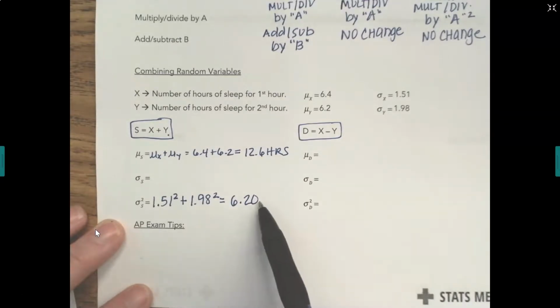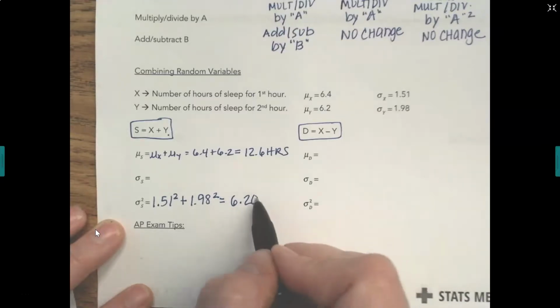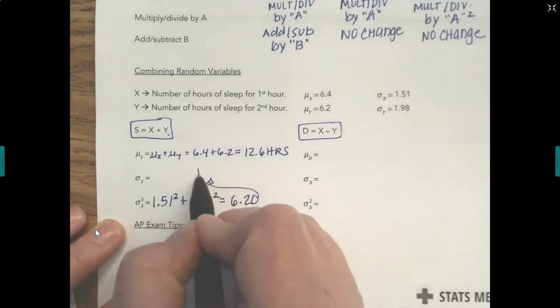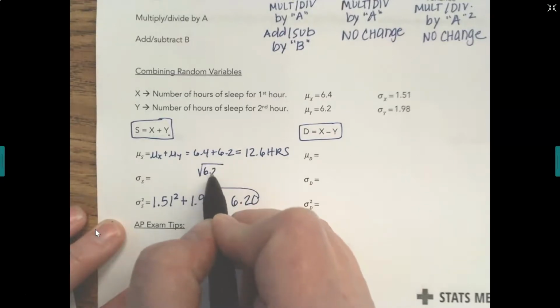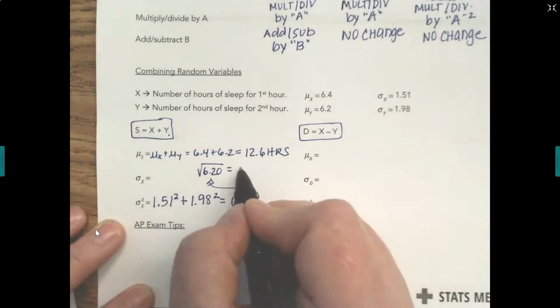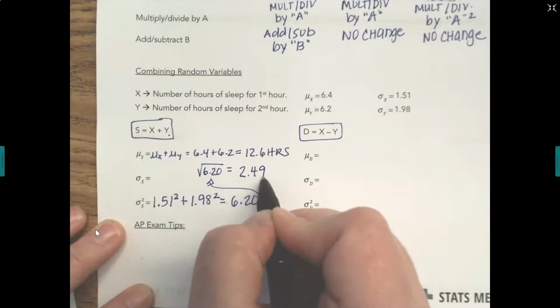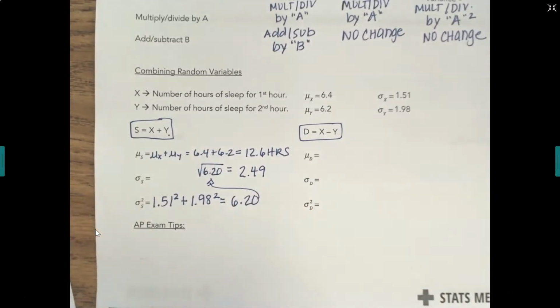So remember, your variance is the square of the standard deviation. So if I take this number and I square root it, that's going to give me my standard deviation of 2.49. Okay, so that's if I'm adding the two distributions together.